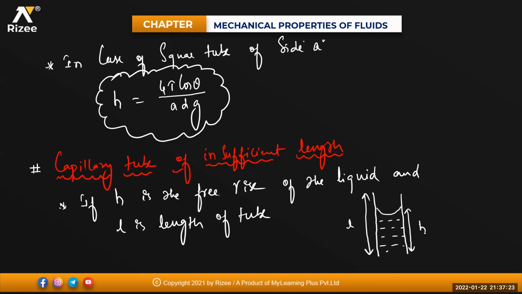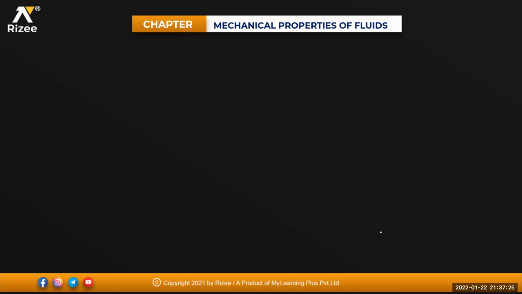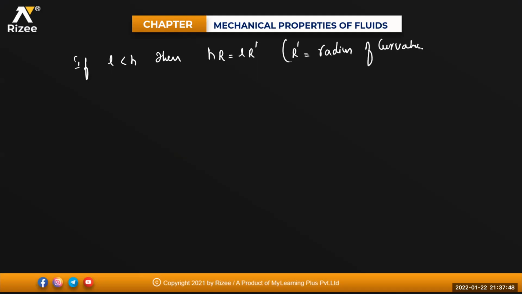If h is the free rise of the liquid and L is the length of your tube, now I am writing, if L is lesser than h, then h into capital R is equal to L into R dash. R dash is the radius of the meniscus of the liquid, beta, at the top of your tube. R dash is the radius of curvature at the top of the tube.